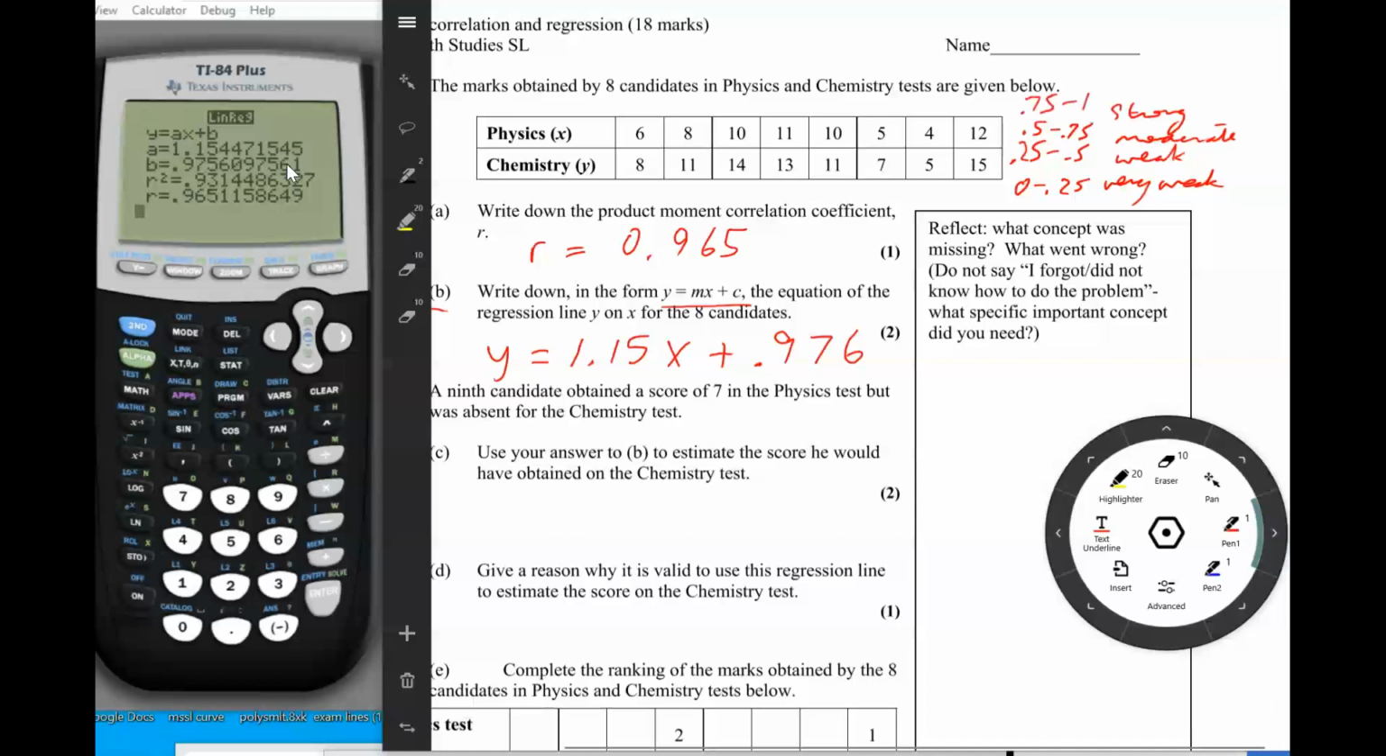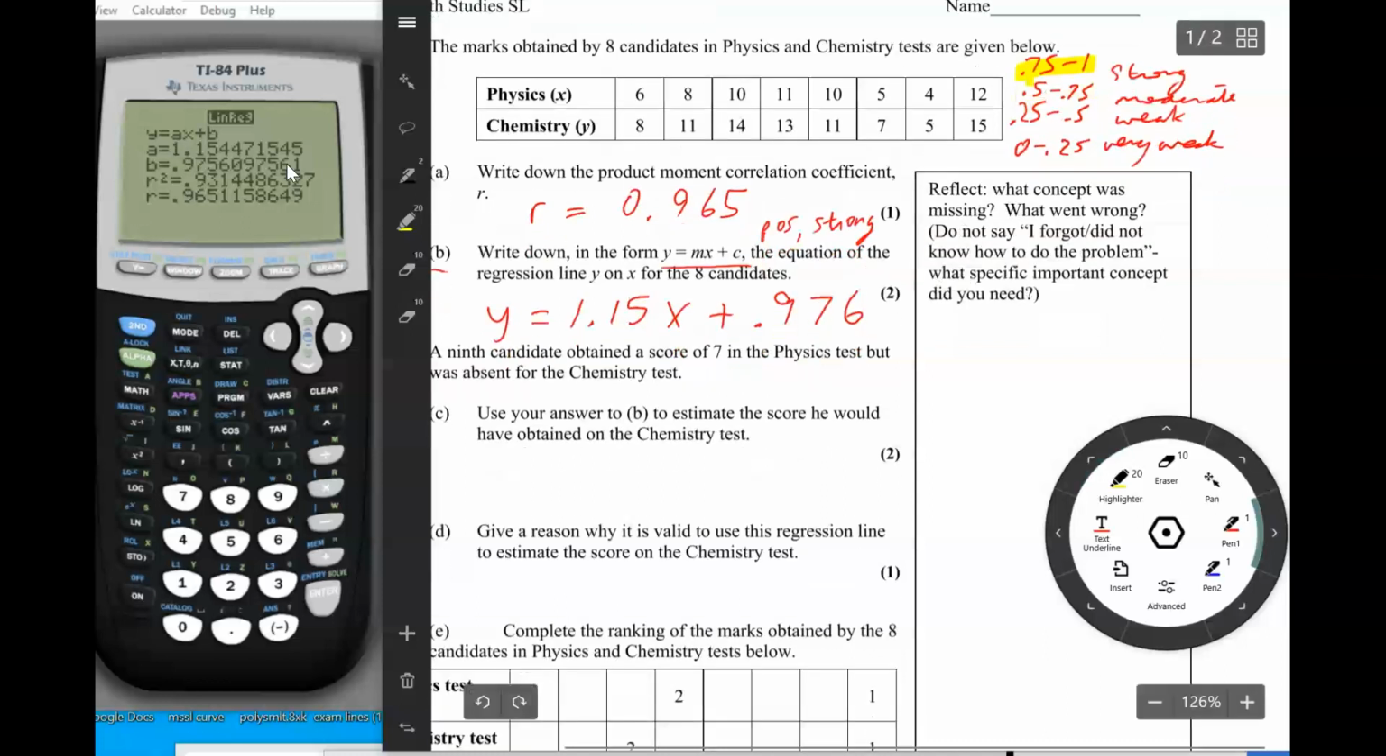Okay? And then also remember that when you do comment on the R value, you will also say whether it's negative or positive. So in this particular case, if they asked you to comment on the R value, which they didn't, you would say positive strong, right? Because 0.965 is between 0.75 and 1, right? Okay. So we've already done A and B.